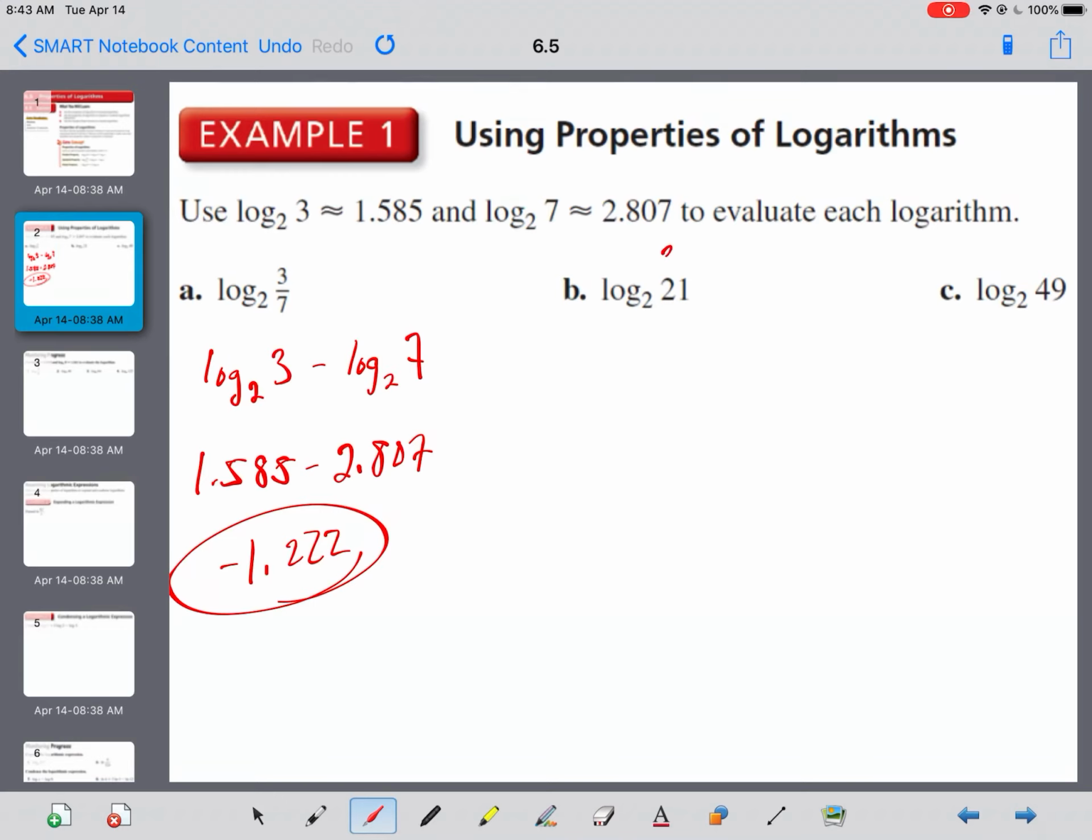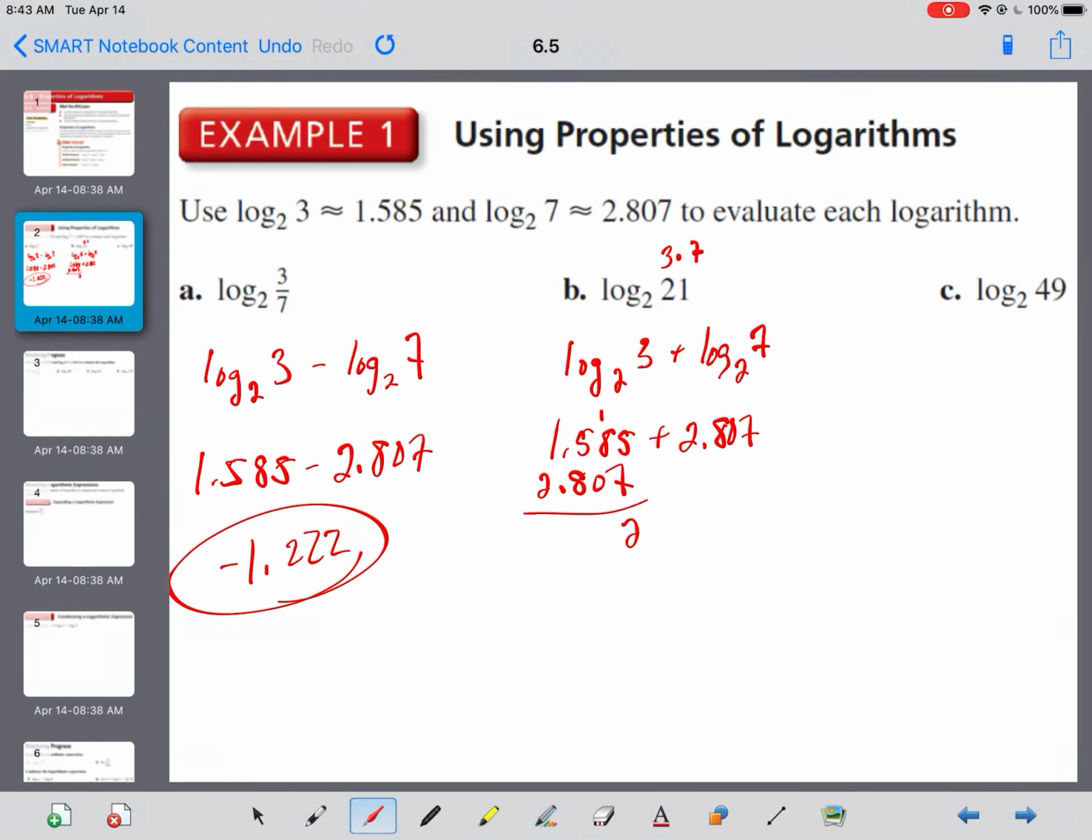Okay. And we can do it long-handed if we needed to, but I got the calculator, so might as well use it. Now, log base 2 of 21, there's not a 3 or a 7 there. But remember, 21 is 3 times 7. So we can turn that into log base 2 of 3 plus log base 2 of 7. So we got 1.585 plus 2.807. Do this one long-handed. 5 and 7 is 12. 8 and 1 is 9. 5 and 8 is 13. 1, 2, 3, 4. So 4.392.